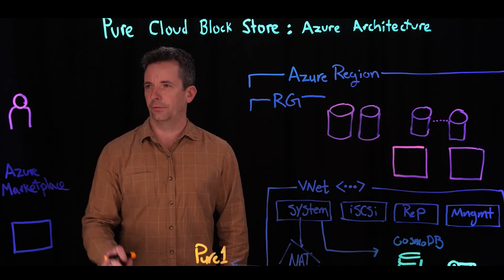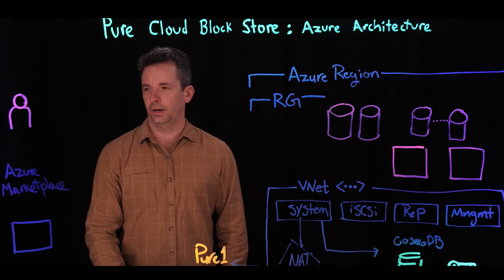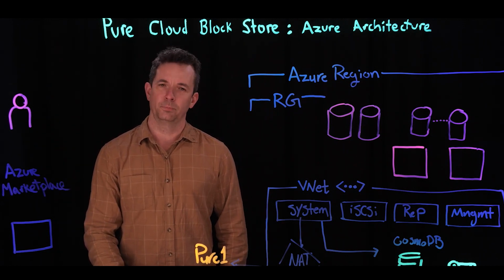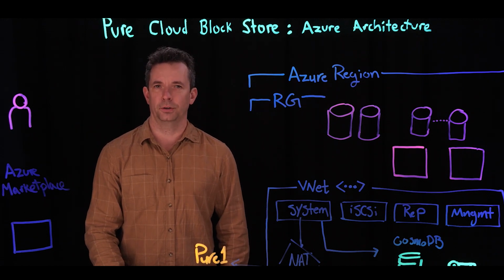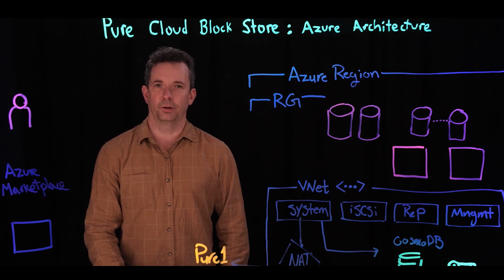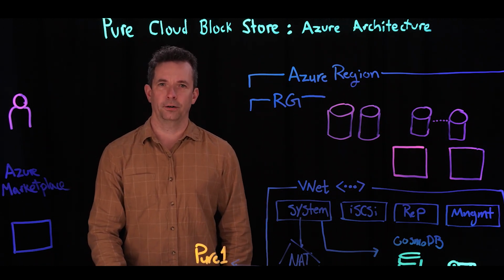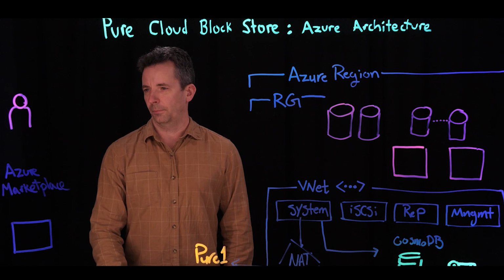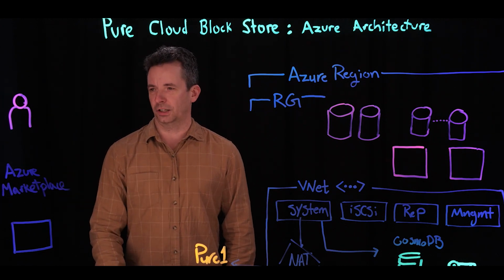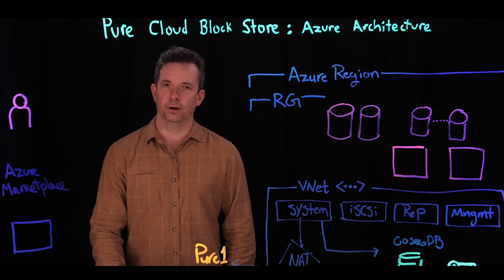It starts over here. You have your cloud administrator who connects into the Azure Marketplace. If you search for Pure Cloud Block Store, you'll see it there. It's an item that's fully deployable from the marketplace. Optionally, we also have a Terraform provider for deployments as well. But let's just say for this example, the customer is kicking it off through the Azure GUI marketplace.